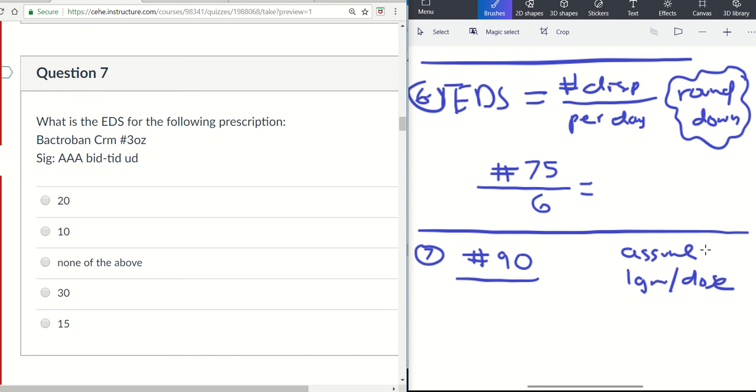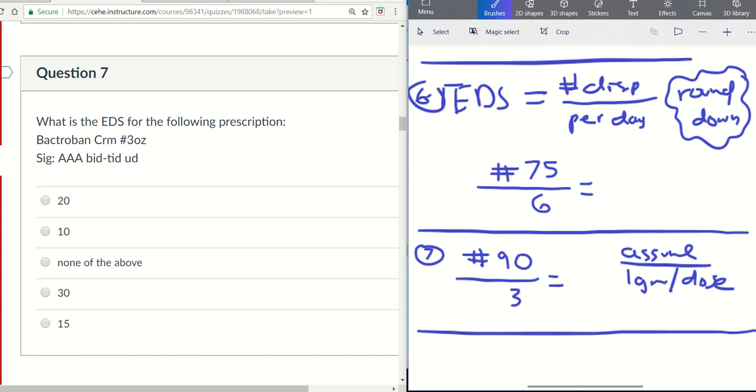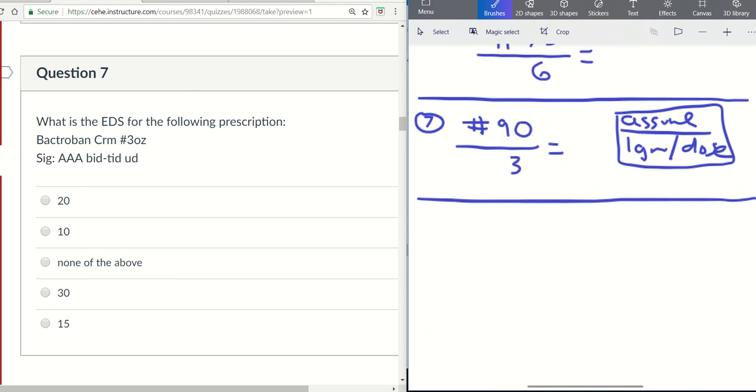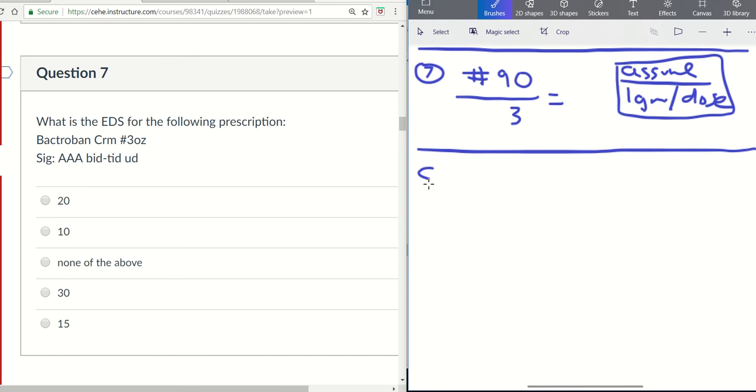So we're going to assume 1 gram per dose. How many doses can they take in a day? Apply to the affected area 2 to 3 times a day as directed. So how many doses can they use? 3. So we'll assume they use about 3 grams in a day. So 90 grams, 3 ounce tube would last them 30 days.